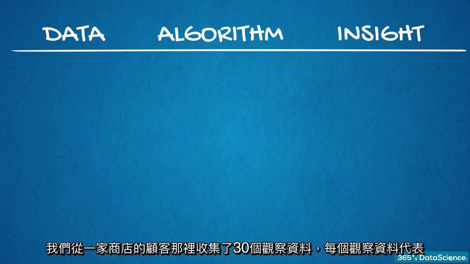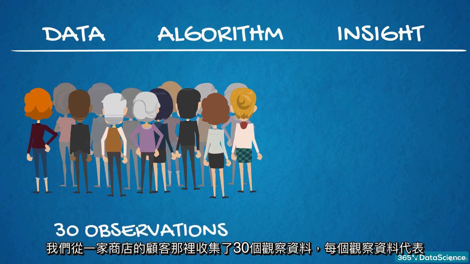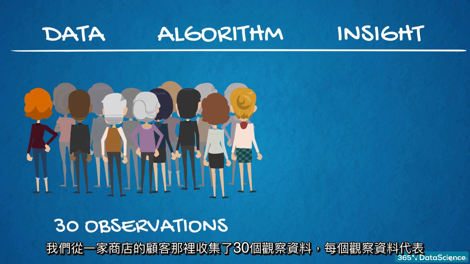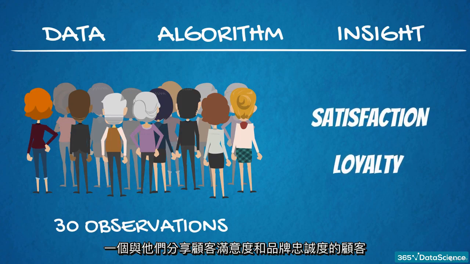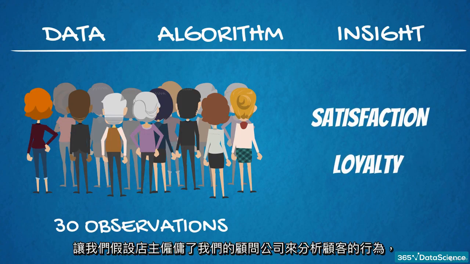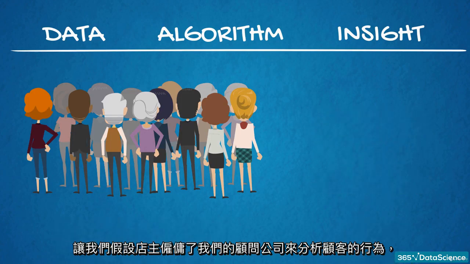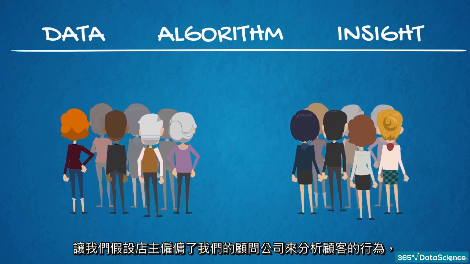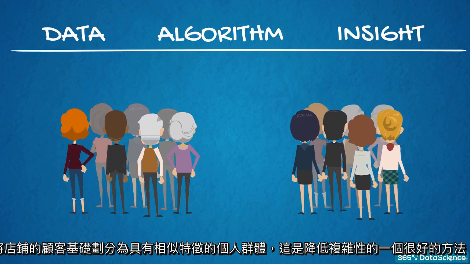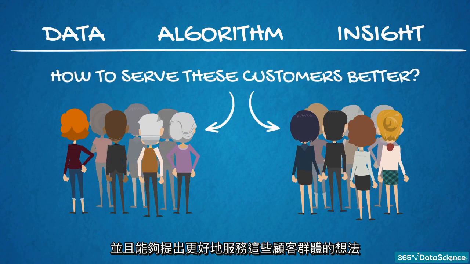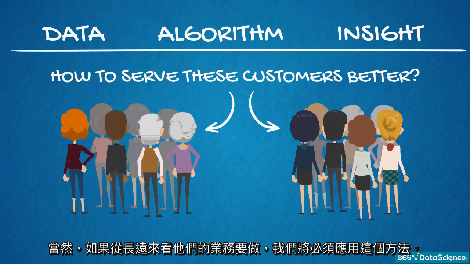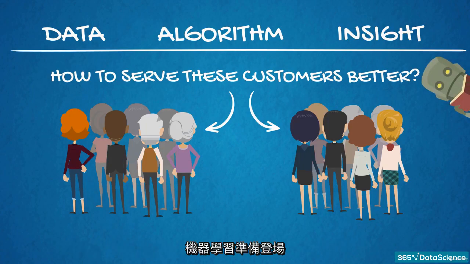Here, we have data collected from the customers of a shop, 30 observations in total. Each observation represents a client who shared their customer satisfaction and brand loyalty. Let's suppose the owners of the shop hired our consultancy firm to analyze customer behavior. Dividing the shop's customer base into groups of individuals with similar traits is a great way to reduce complexity and come up with ideas on how to serve these customer groups better and, of course, win their business in the long run. To do that, we will have to apply machine learning.